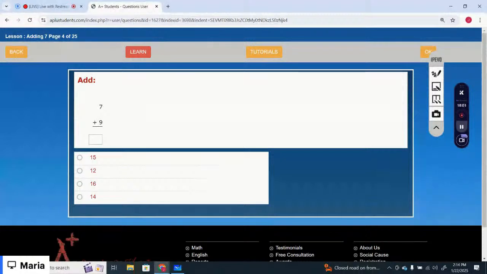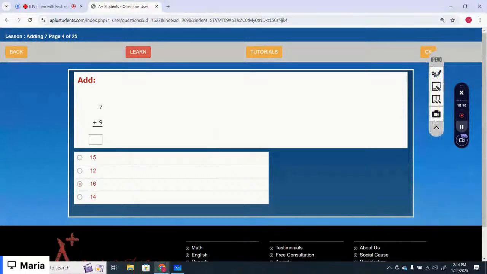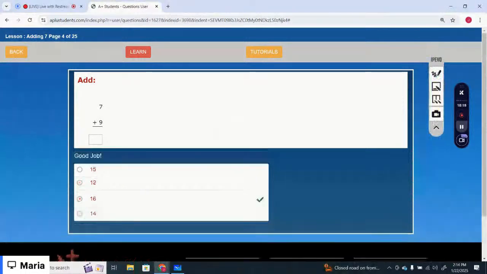7 plus 9, which is the correct option? Start with 9, count up 7. That is 9, 10, 11, 12, 13, 14, 15, 16. So 9 plus 7 makes, yes, 16. The correct option is 16.